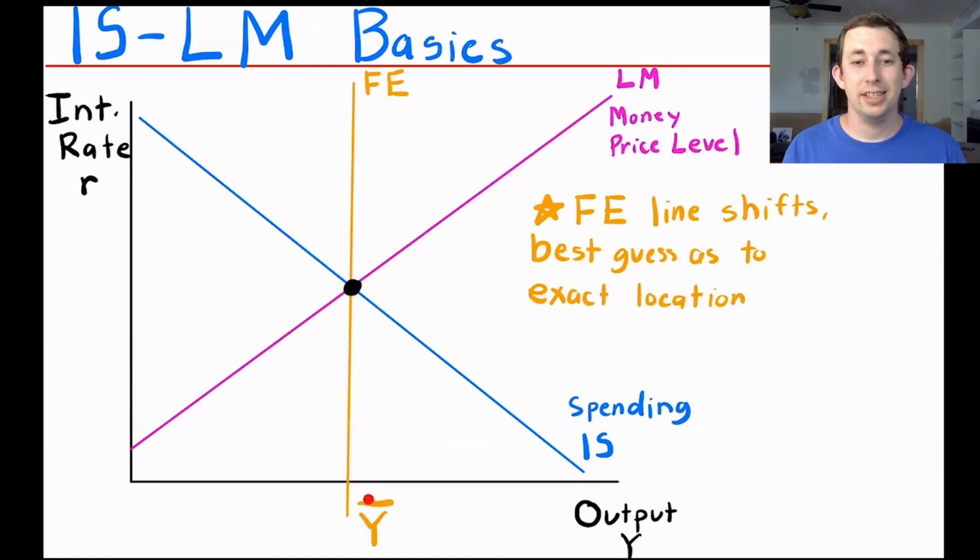This is the point at which the economy wants to go towards if we don't do anything in terms of fiscal policy or monetary policy. The economy is always going to want to shift back to this nice orange line at Y bar. Now, we don't actually know where Y bar is. We're making our best guess. We just know the economy is tending towards that level of output.